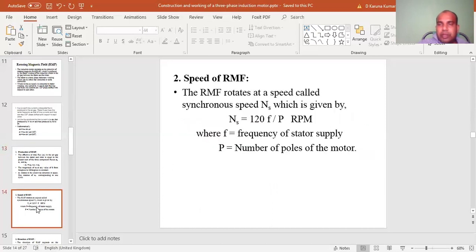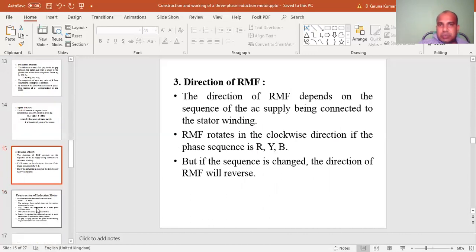The second point of the rotating magnetic field is that the RMF rotating speed is called the synchronous speed. The speed Ns equals 120 f by P, where f means the frequency of the stator supply, P means the number of poles, and Ns means the synchronous speed.